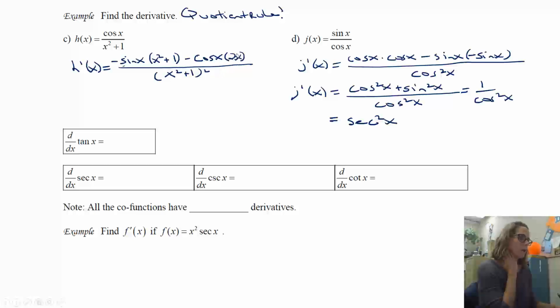I am going to put parentheses here so that I don't confuse it with what's inside the cosine, or the 2x could be in the front as well. That's no problem. I divide that all by the denominator squared.